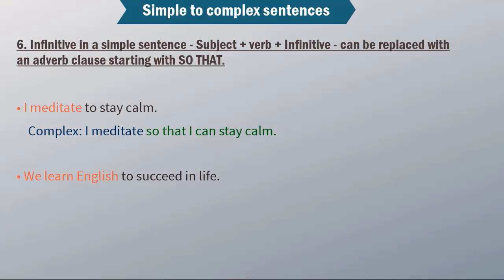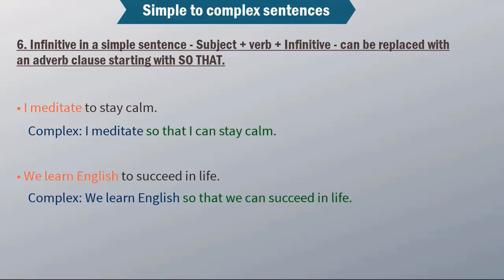We use the same subject I, right? A modal auxiliary verb, can, stay, calm. Okay? We learn English to succeed in life. We learn English so that we can succeed in life. Got it? So that is the sixth way to do it.